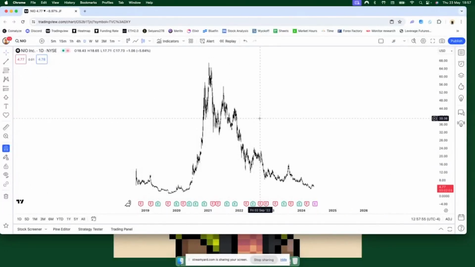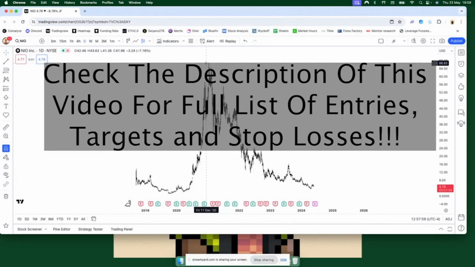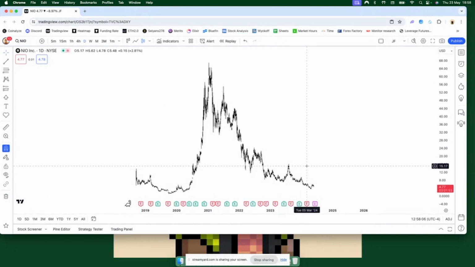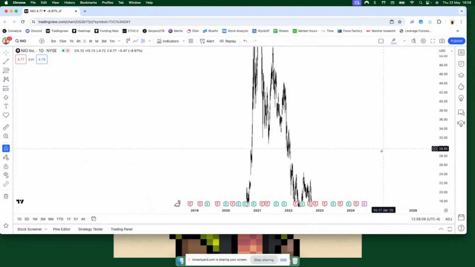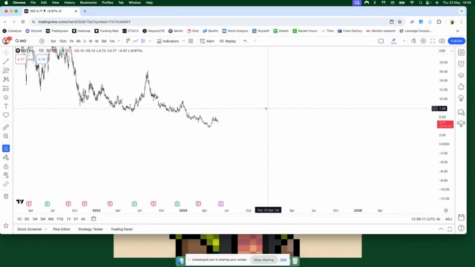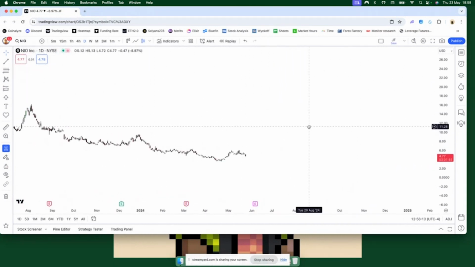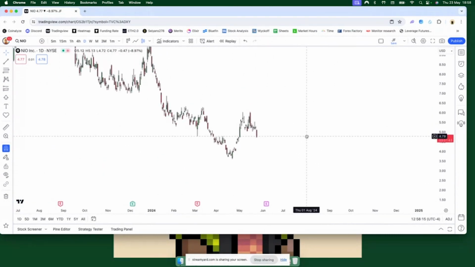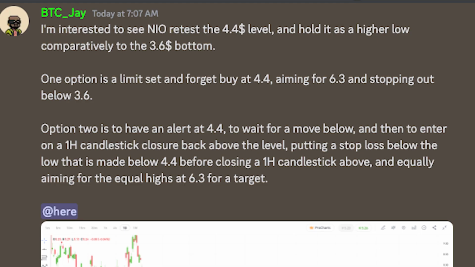This is the NIO chart. This is a chart that has gone way up in 2021, hitting a high at $64. And right now we're trading back at $4.70. Now, one thing that I'm looking at for NIO is we've come into a bigger area of support. And there's one particular level, and I've made a post about that in the analyst ideas.